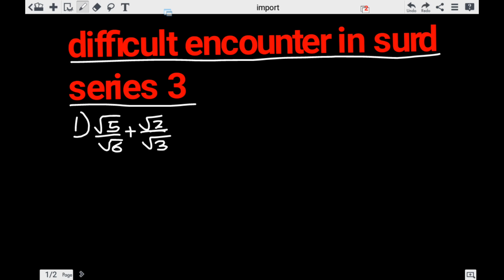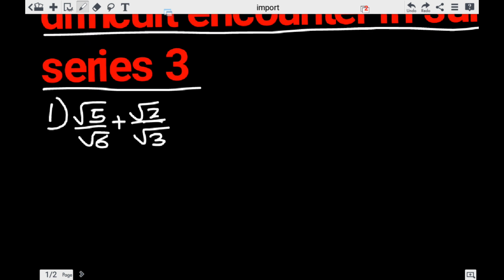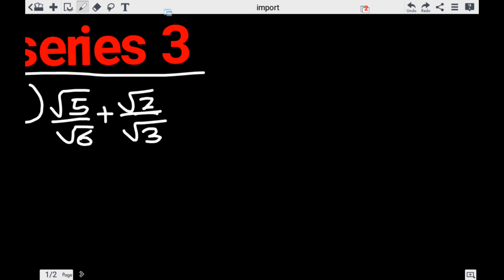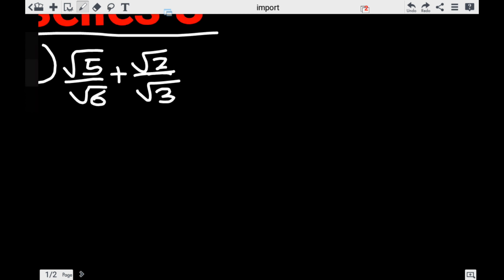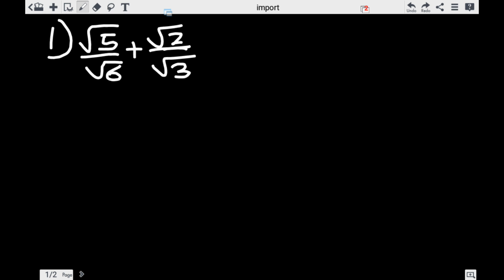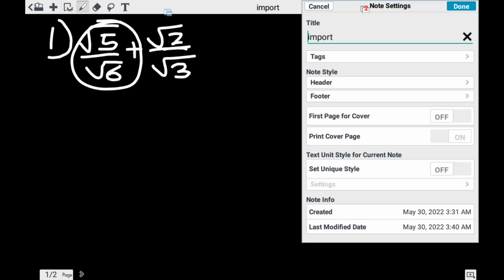So I'm going to zoom in and out. So let me put it up. So let's look at this one. How do we add these two surd fractions together?